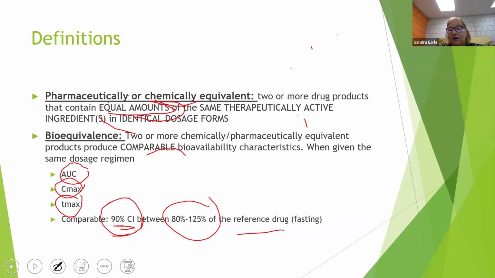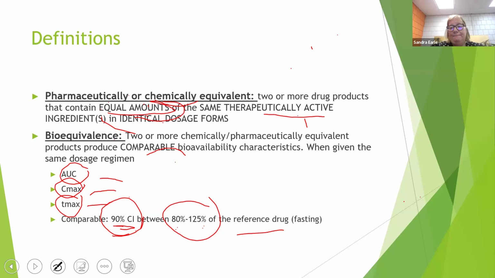So this is for generics, for example. If you have a generic compound that's the same therapeutically active drug, equal amount, identical dosage form, in order for it to be considered bioequivalent, it has to have comparable bioavailability between 80 and 125% of the reference drug. Area under the curve, Cmax and Tmax.